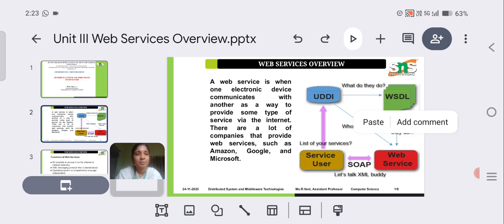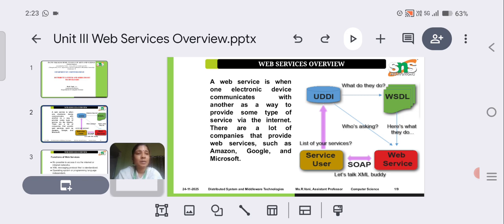The next one is WSDL. WSDL is the Web Services Description Language. It is used to describe in a detailed manner where the sender is, to whom the sender requests the information, and from whom they receive back the response. These are the details described in WSDL.